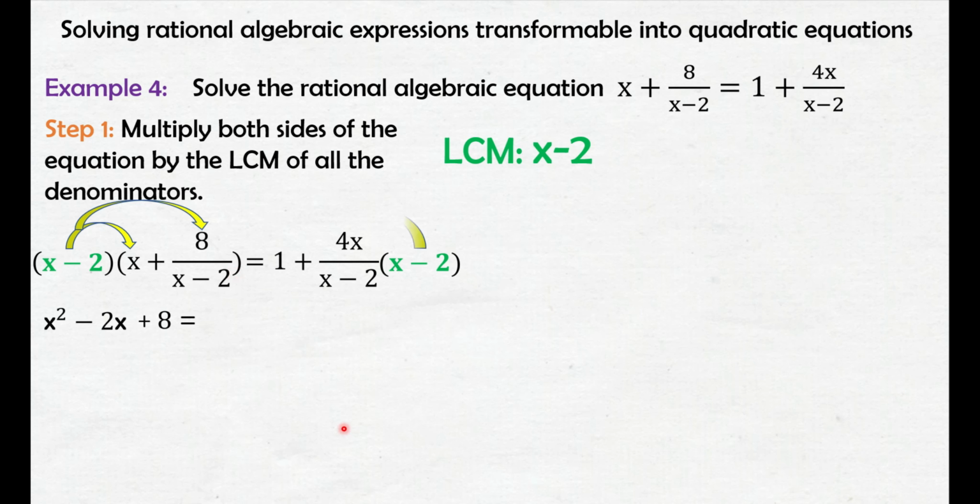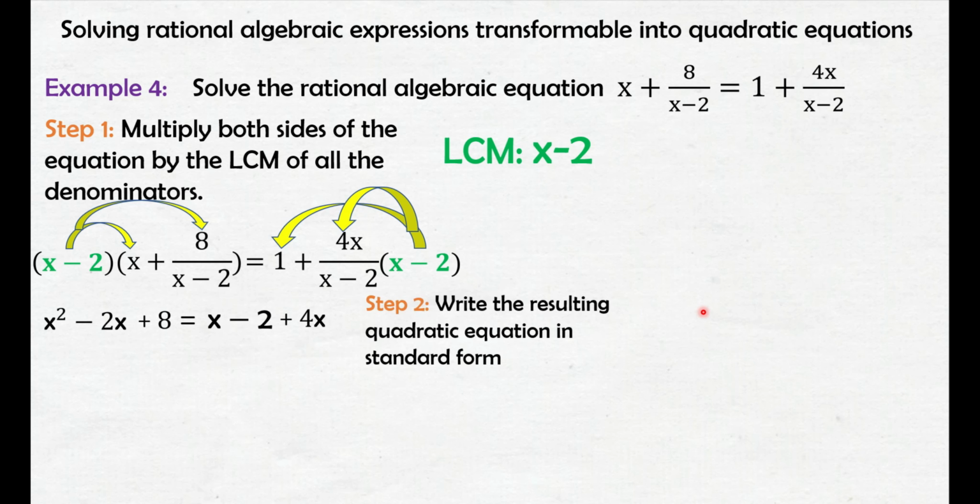And then, ito naman, x minus 2 times 1, makuha natin is x minus 2 kasi 1 times x is x, 1 times negative 2 is negative 2. And then next, ito naman, 4x over x minus 2 times x minus 2, makuha natin is 4x. Kasi kapag minultiply natin to dito, ika-cancel lang natin yung x minus 2. Kaya natira lang ay 4x. So, nakita nyo diba, by multiplying LCM, natatanggal natin lahat ng mga denominators.